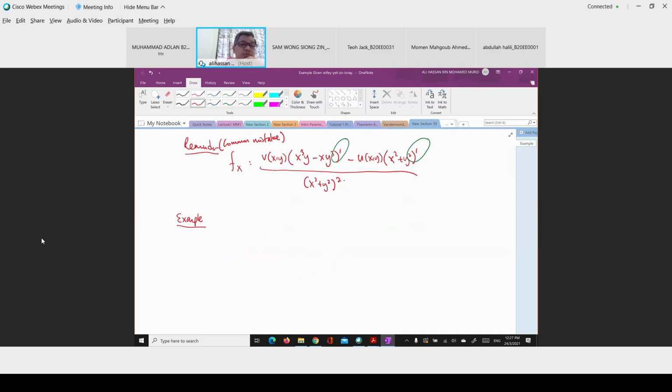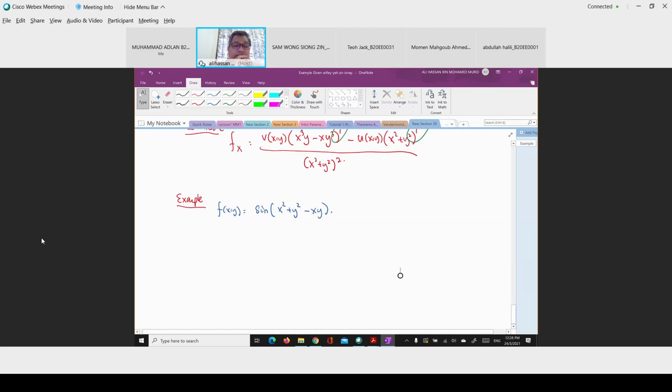Okay, suppose now you are given a function f(x,y), say sine of x squared plus y squared minus xy. What is f partial x, f partial y equal to?